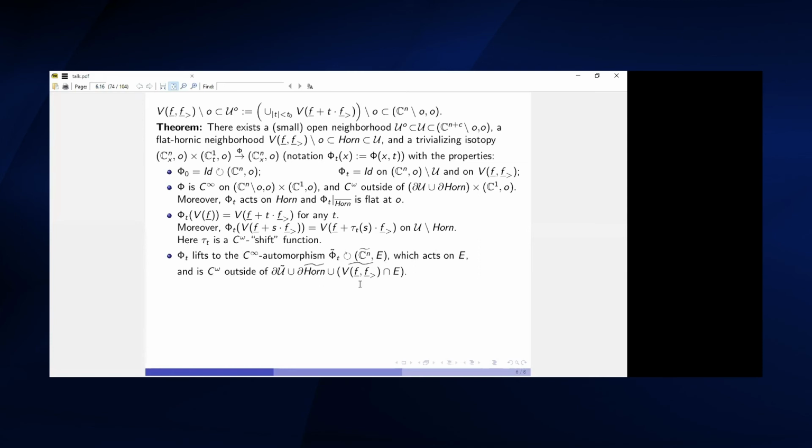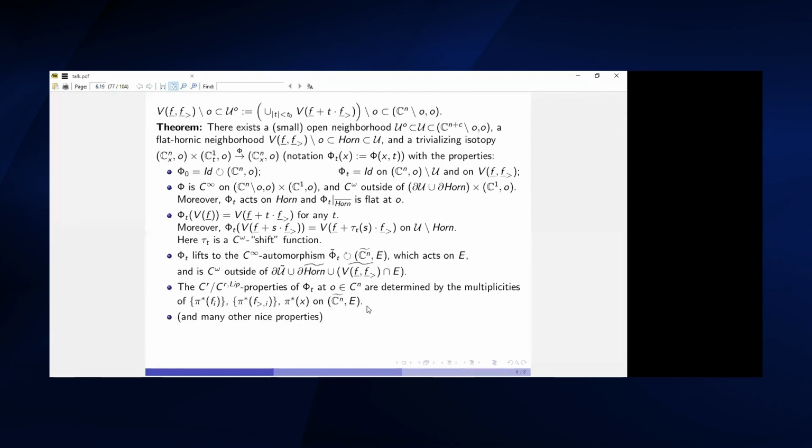And here we also have the strict transform of the base locus intersected with the exceptional divisor. And finally, the most important thing is the differentiability properties of this phi t at the origin. They are determined by the multiplicities of the total transforms of all the defining equations, of the perturbations, and of the local coordinates. There exist some very explicit formulas, and there are many other nice properties. So this is the theorem.